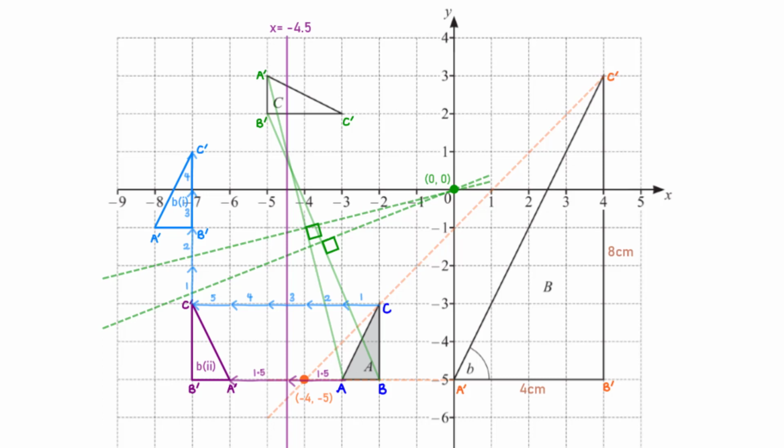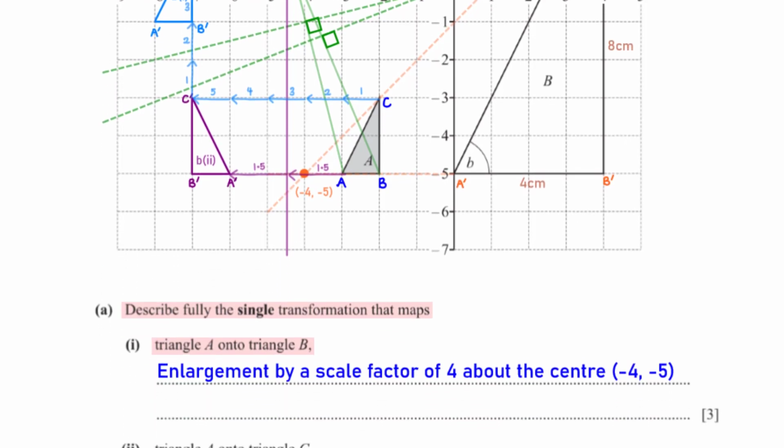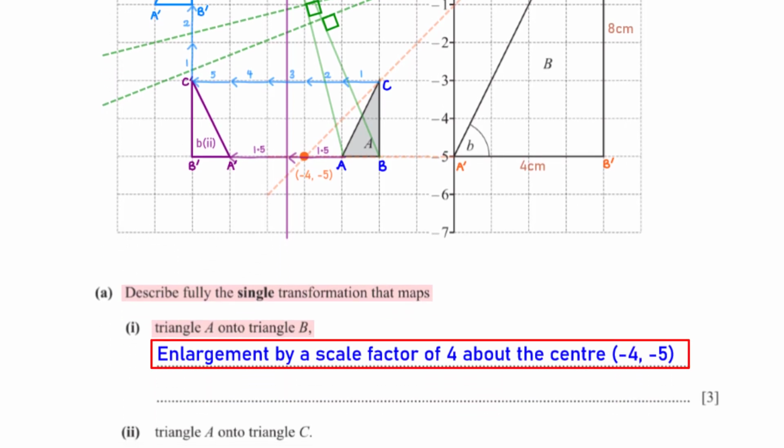Now we need to find the center of enlargement, which we get by connecting at least two corresponding points on both triangles. When we do this, we get the center of enlargement to be -4, -5. And so the full description here is enlargement by a scale factor of 4 about the center -4, -5.